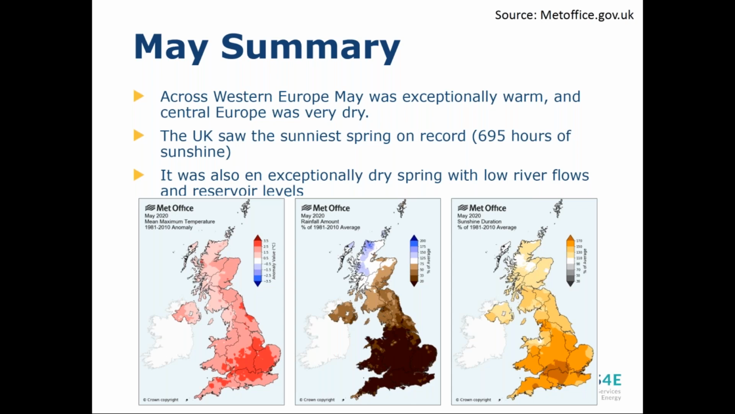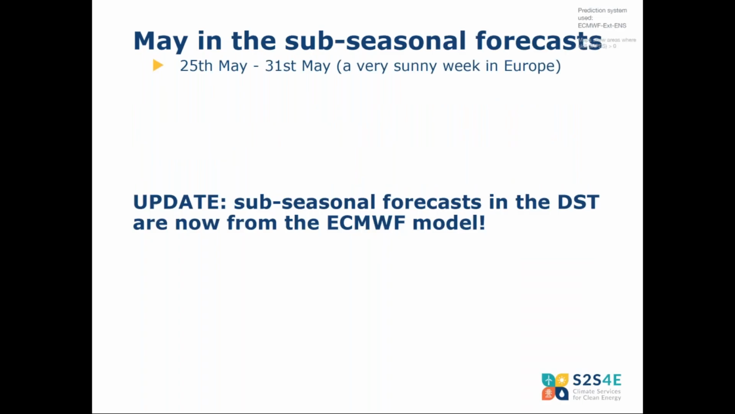So these are some plots that have come from the Met Office website just to show how anomalous this month was for the UK. And we had quite a lot of solar generation in the UK this month, which was very interesting, making it quite difficult to balance the grid with some challenging energy conditions during the COVID period. So now we've seen the general overview, let's have a look at how May performed in the sub-seasonal forecasts.